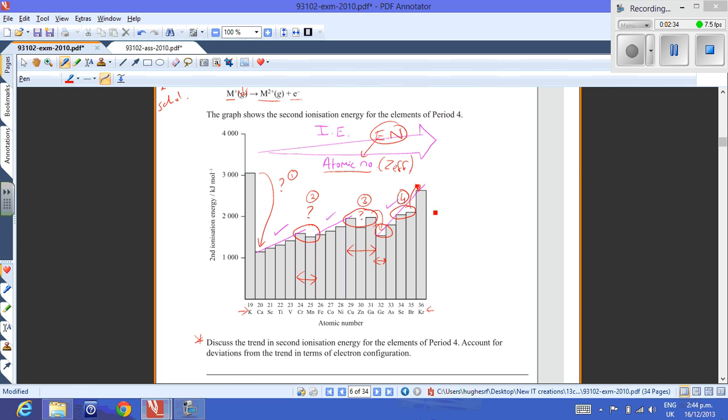So these trends are discussed in detail in the answers from the NZQA. They're discussed quite well, but I'll go through them individually just to explain each one. The first one being, why is there such a dramatic drop when you move from potassium to calcium, from group 1 to group 2?